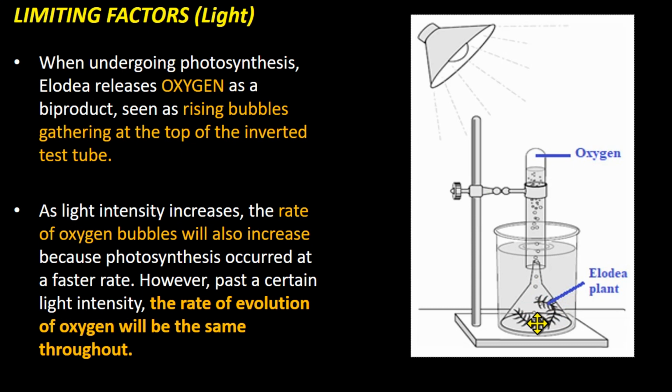So in terms of light, when undergoing photosynthesis, the underwater plant here, the aquatic plant Elodea, releases oxygen as a byproduct. And this occurs with all plants, of course, but with an underwater plant, you can see it as bubbles. So you'll see it as rising bubbles gathering at the top of an inverted test tube. So what you're going to get here is a little oxygen column that's going to keep building.